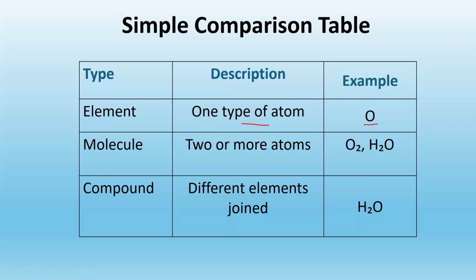Next, molecules. A molecule is made of two or more atoms bonded together. These atoms can be the same or different. For example, O2, same atoms, and H2O, different atoms. So, both are molecules.